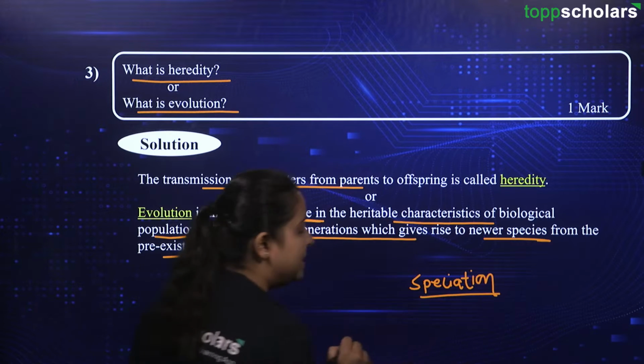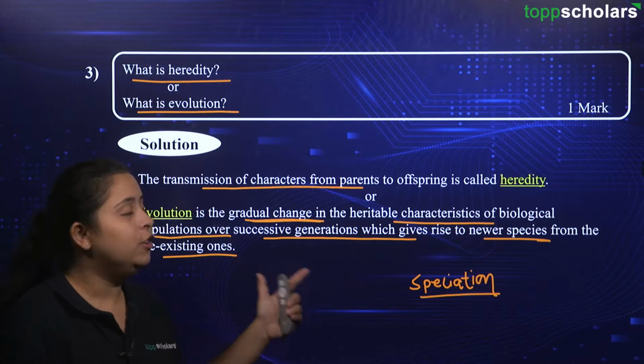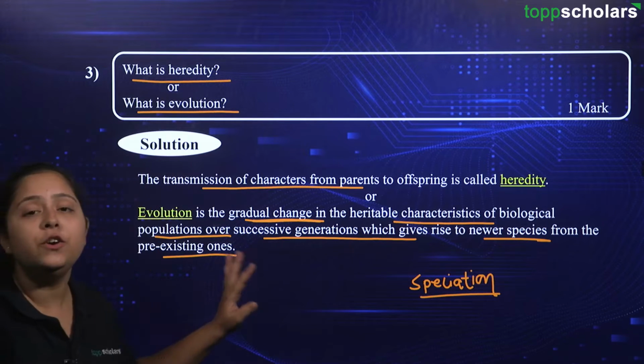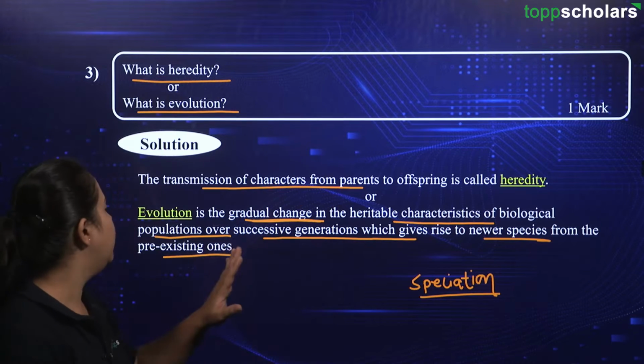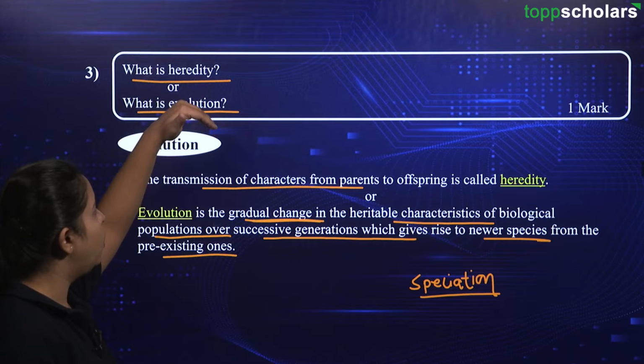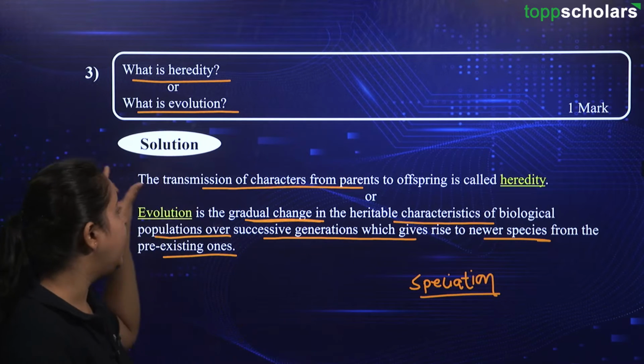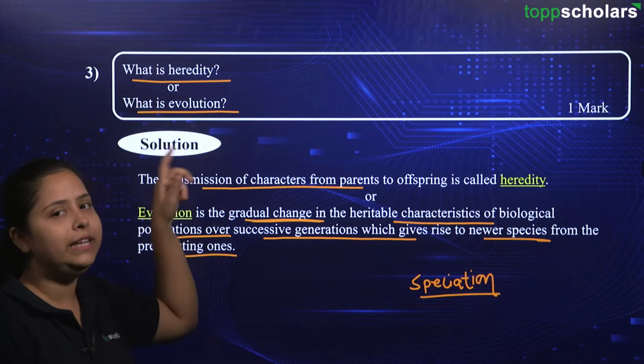Okay. So what is speciation? That can also become a potential question in your exam, and you should know the answer to it. So here friends, we have studied what is heredity and what is evolution. The question had an option, that means you might attempt this or you might attempt this. You will gain your 1 mark if you write the correct answer for any of these things.